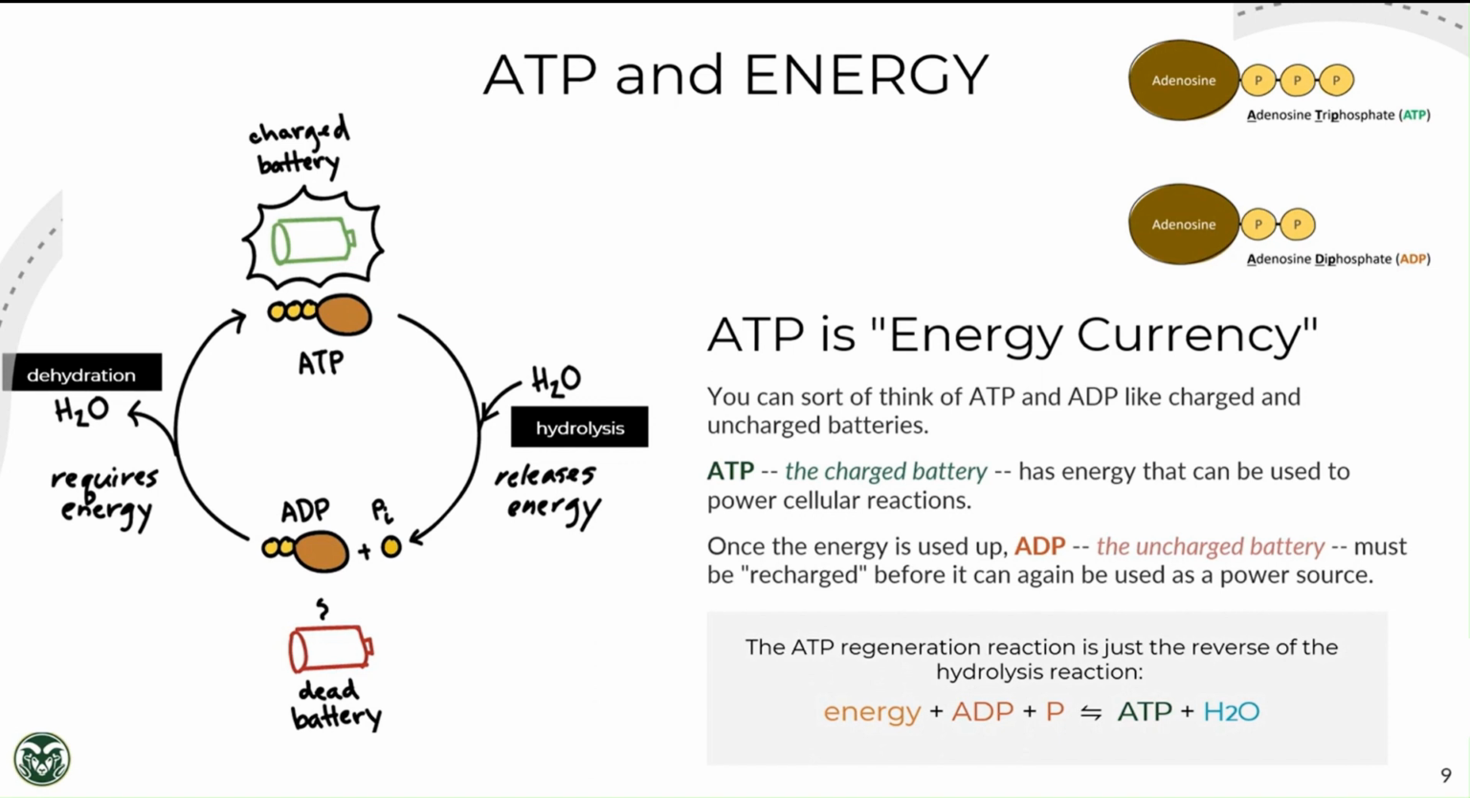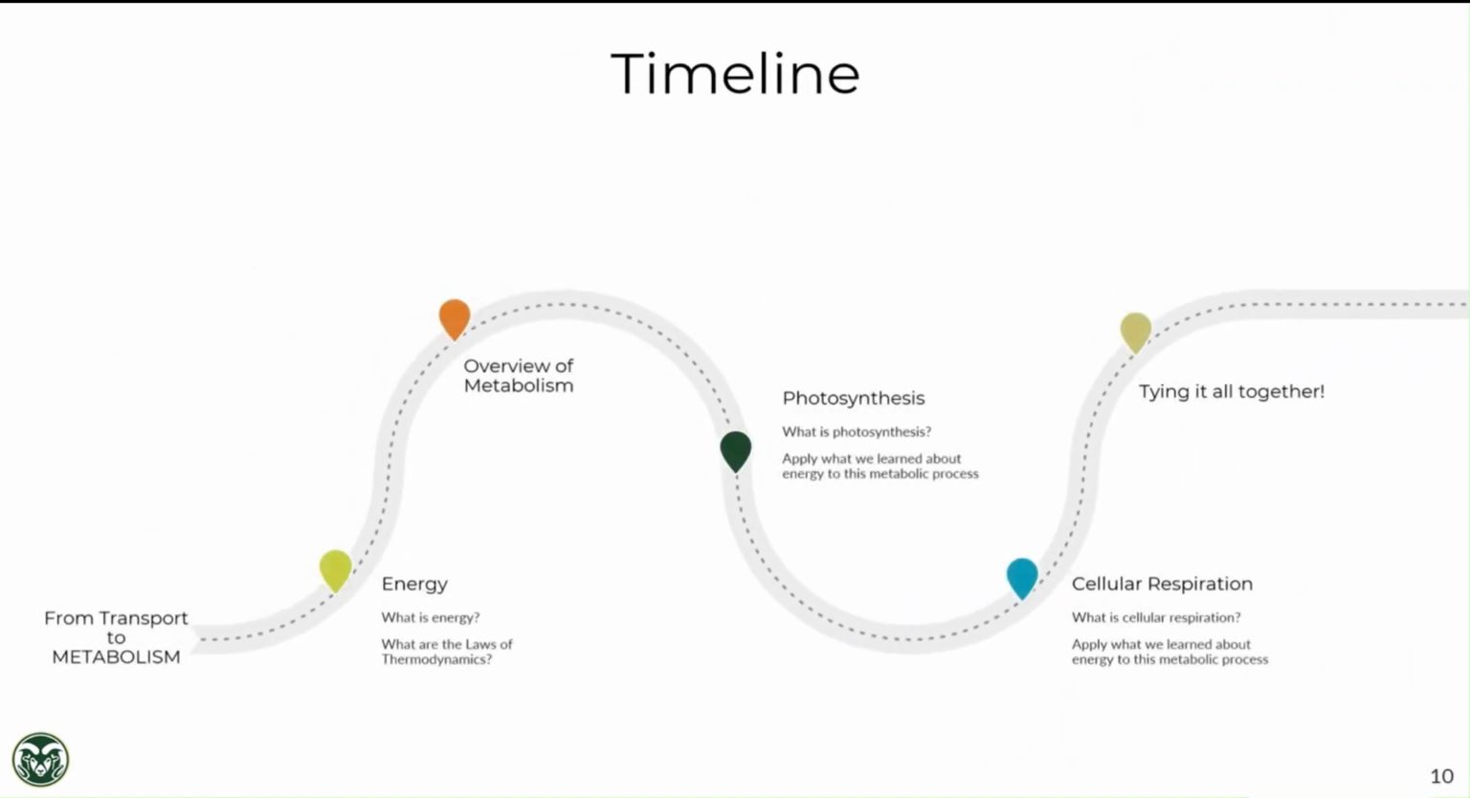Here you can see this chemical process of the formation and breakdown of ATP. This is just one step in a series of many within our two main metabolic pathways that we will look at in this unit, photosynthesis and cellular respiration. Speaking of these two processes, let's move on to discussing an overview of photosynthesis followed by cellular respiration.